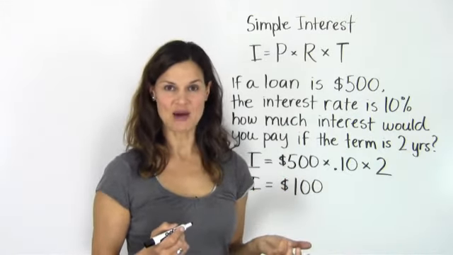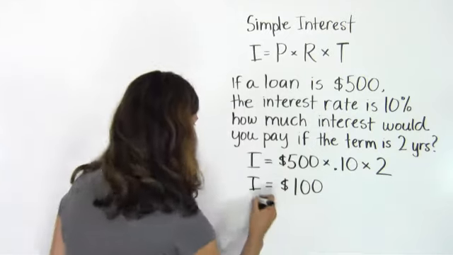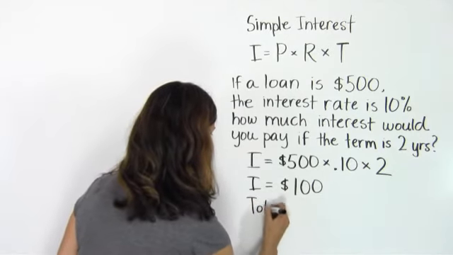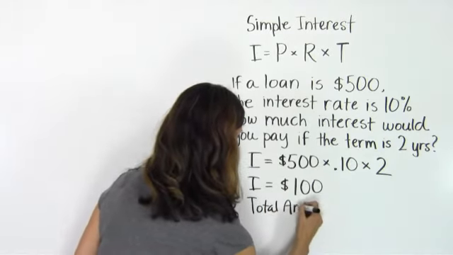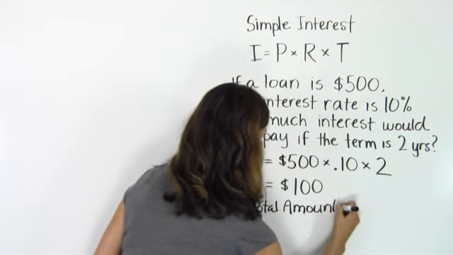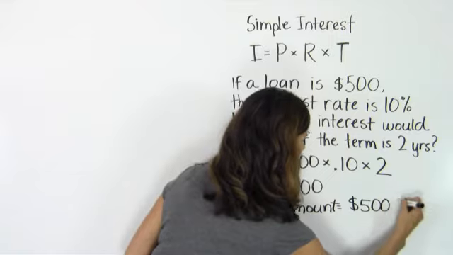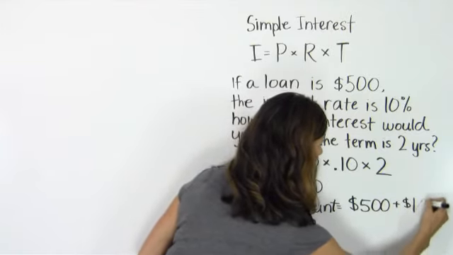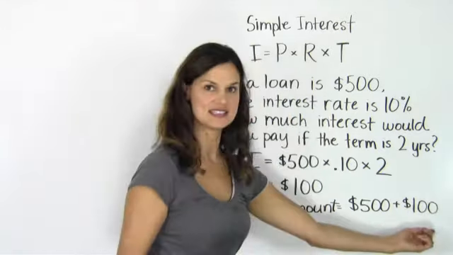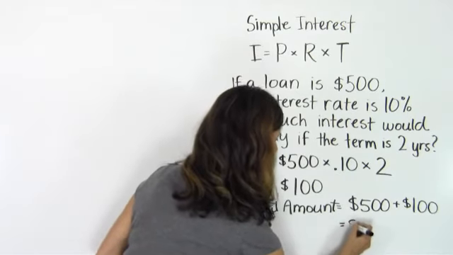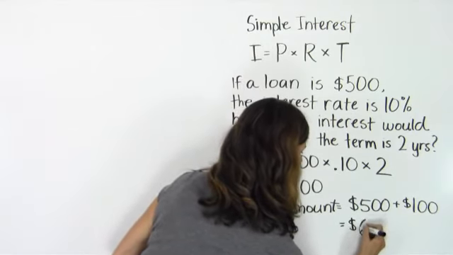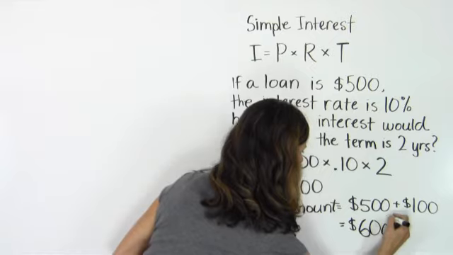If I want to look now at what the total amount would be, the total amount paid back to the bank would be the $500 I borrowed plus the $100 of interest, and I would end up paying a total of $600.